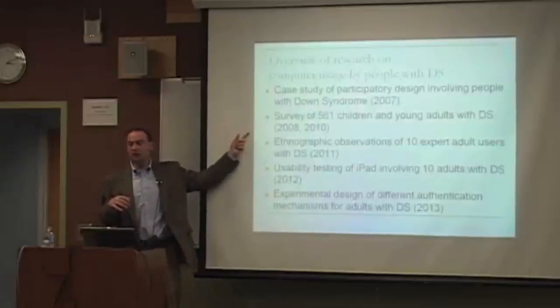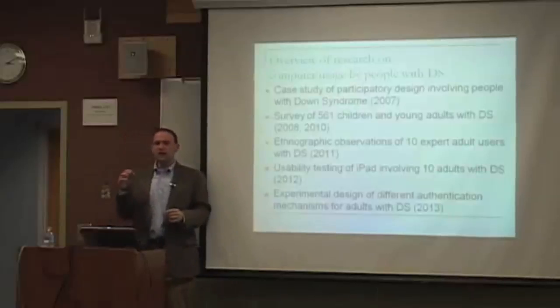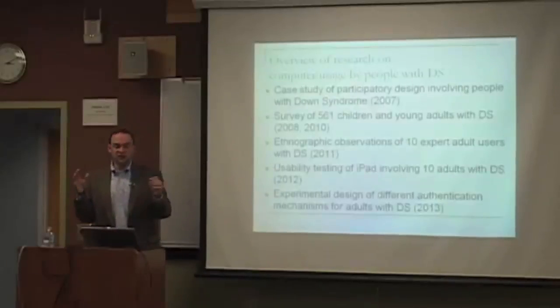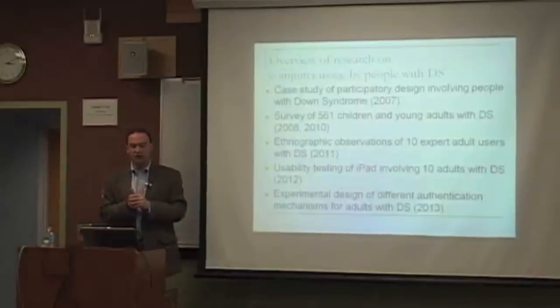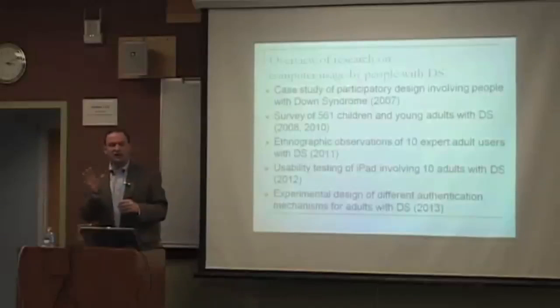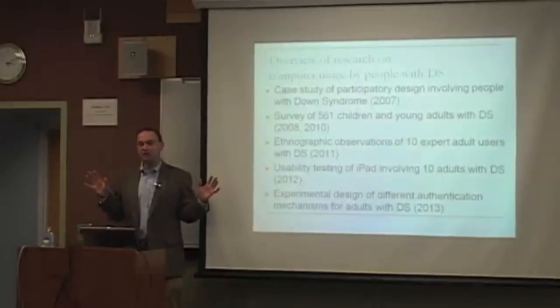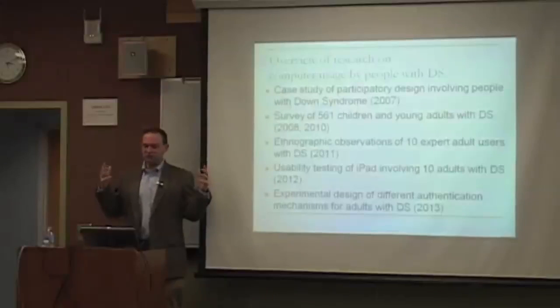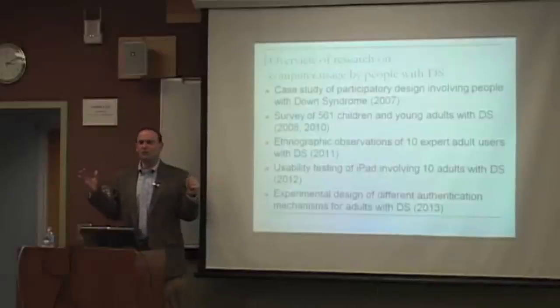The survey of over 500 children and young adults with Down syndrome, the ethnographic observations of 10 expert adult users with Down syndrome, the usability testing of iPad usage involving 10 adults with Down syndrome, and an experimental design of different authentication mechanisms. Now, you might say, this is kind of interesting. You're doing these different age groups, different levels of expertise, using 4 different methods.